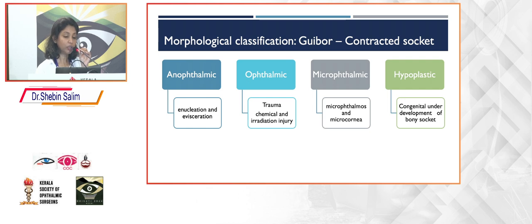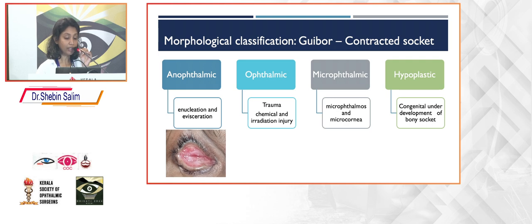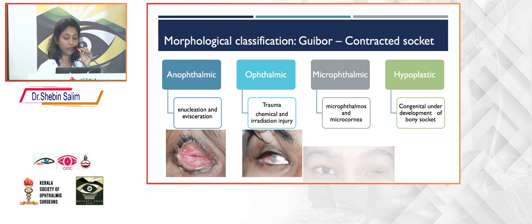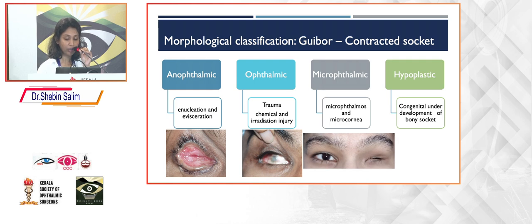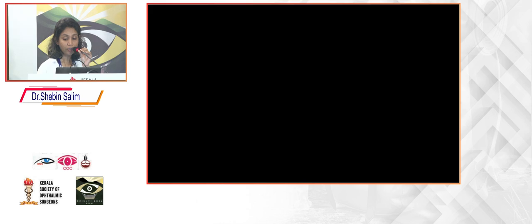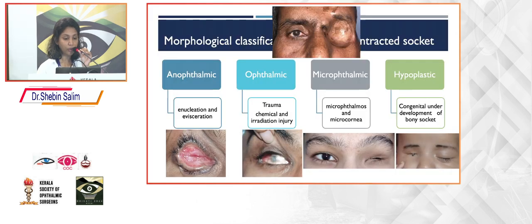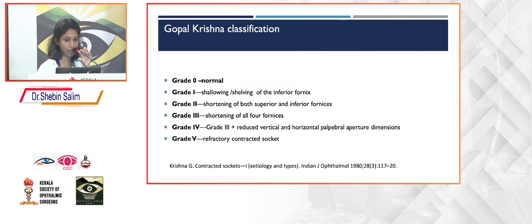Now we have the morphological classification, where this can be an anophthalmic socket following enucleation and evisceration, ophthalmic following trauma or chemical and irradiation injury, microphthalmic in case of congenital microphthalmos or microcornea. Hypoplastic is congenital underdevelopment of the bony socket. This is an exenterated socket.